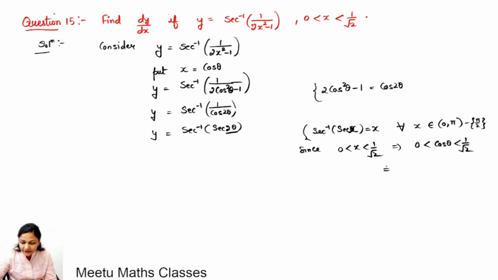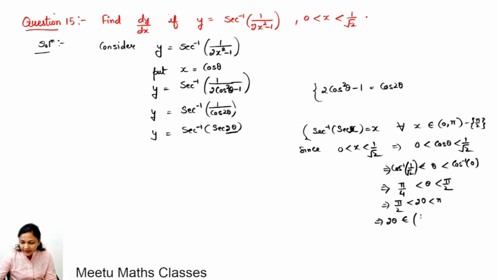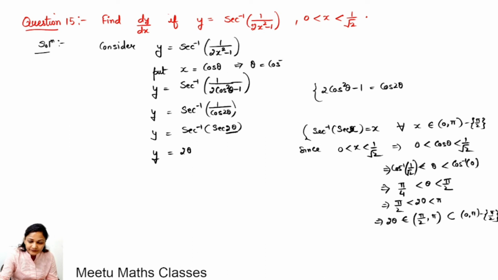Cos being a decreasing function, if cos theta is lying between 0 to 1 by root 2, theta will lie between cos inverse of 1 by root 2 to cos inverse of 0. And the range of cos inverse is 0 to pi. So this will give you pi by 4, and this will give you pi by 2. So 2 theta lies between pi by 2 to pi. 2 theta belongs to pi by 2 to pi, which is a subset of 0 to pi except pi by 2. So it is invertible here. So we can write y as 2 theta. Now replace theta with cos inverse of x. So our function in simplest form is y equal to 2 cos inverse x.